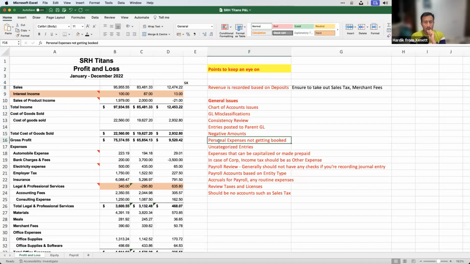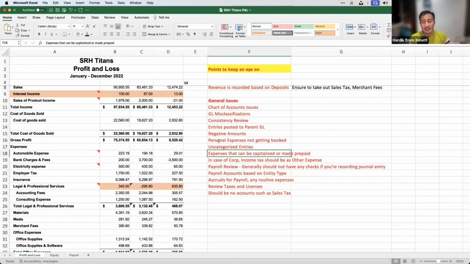That's that. Obviously, uncategorized entries, we would not expect at any point of time. So if there is anything that we see uncategorized, we need to look at it and obviously resolve it. Next, expenses that can be capitalized or made prepaid.